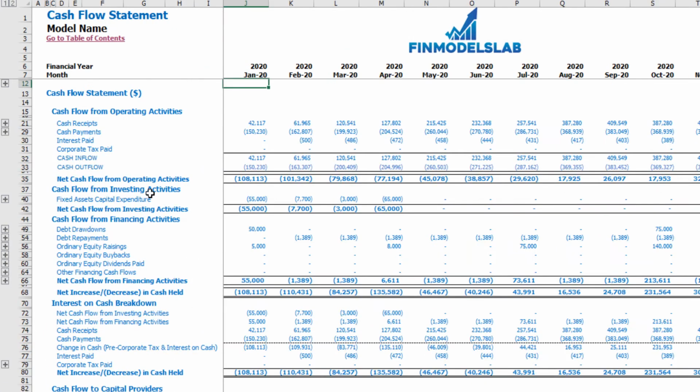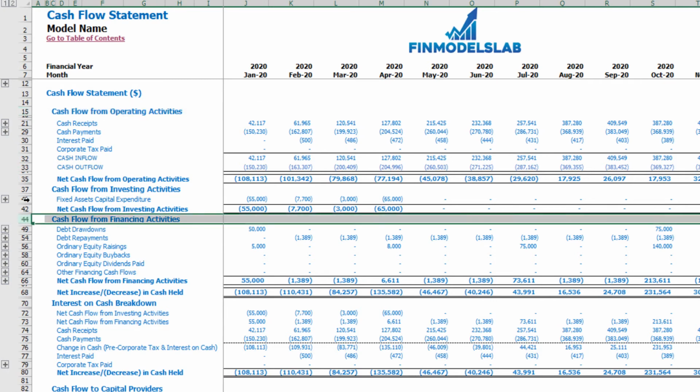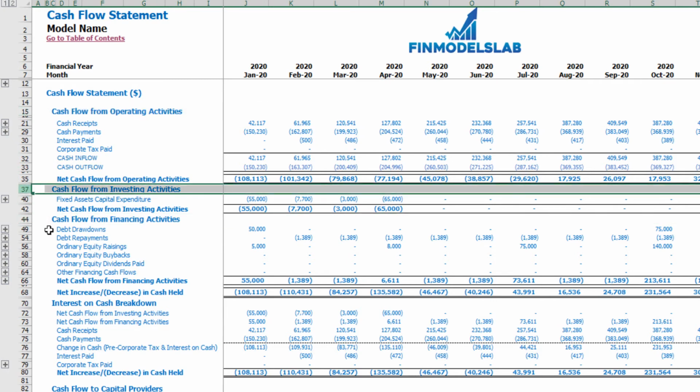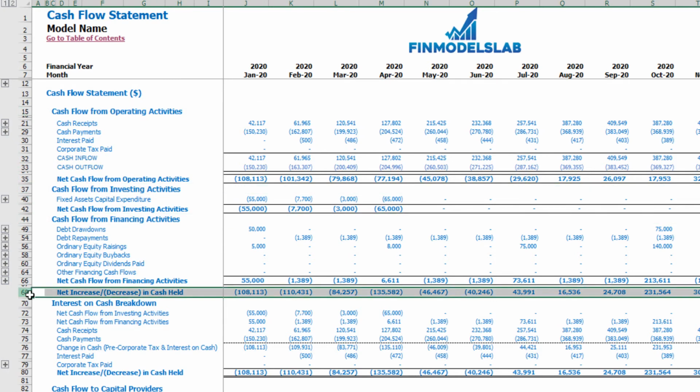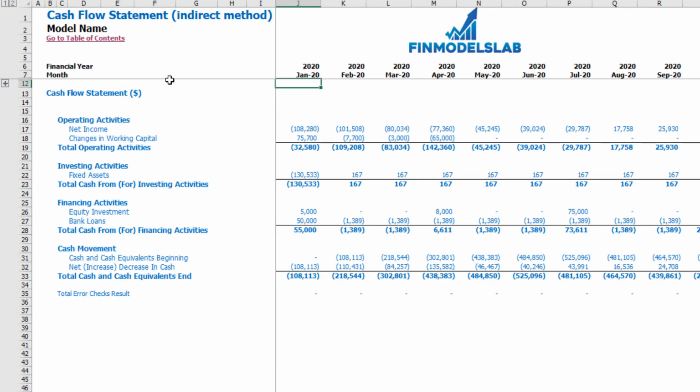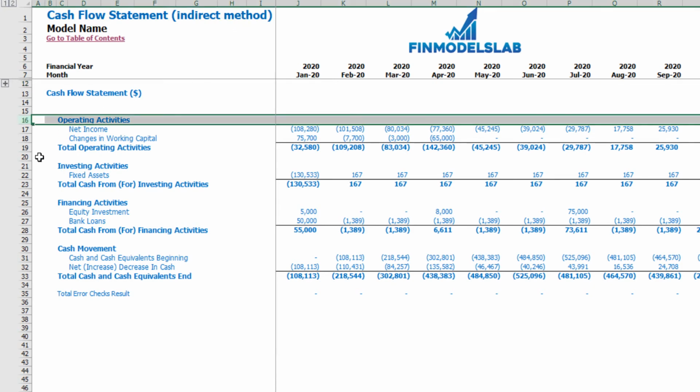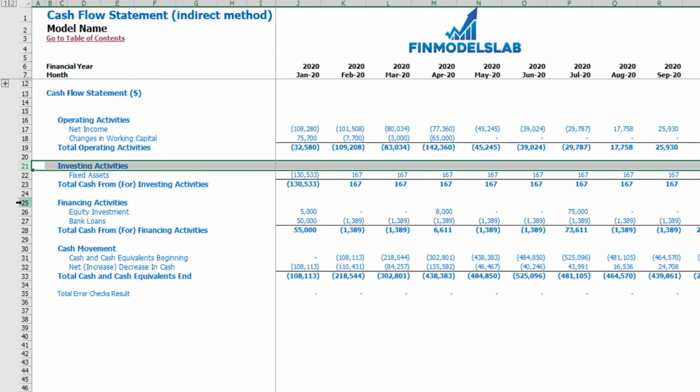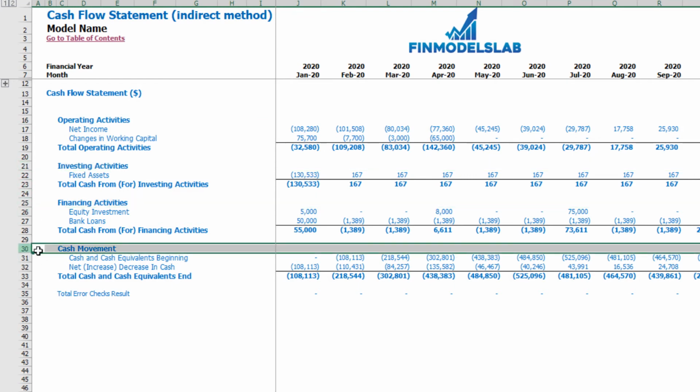On the cash flow tab, you may see your cash flow statement breakdown by operating activities, financing activities, and investing activities, and as a result, net increase or decrease in cash held. The more collapsed form cash flow statement in direct method is the same: operating activities, investing activities, financing activities, and your cash movement in more collapsed form.